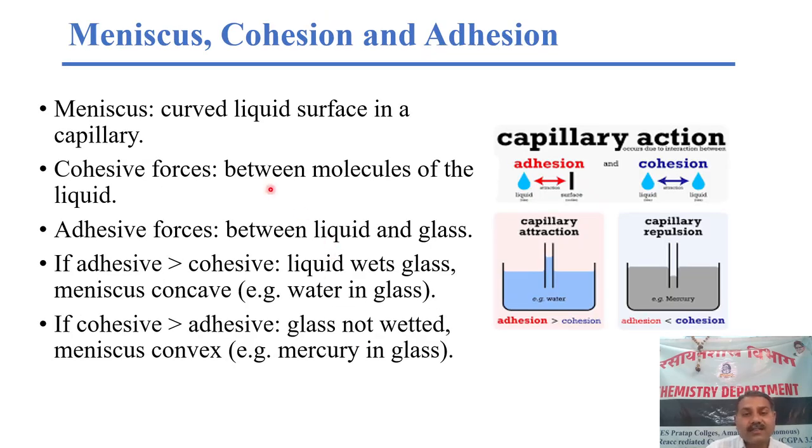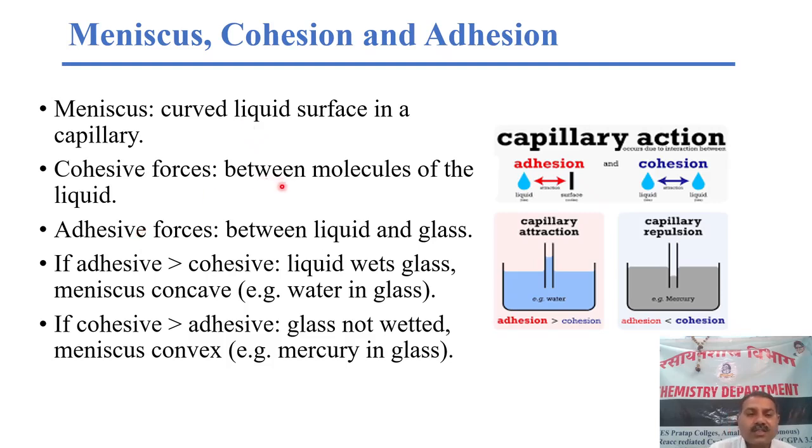Meniscus, cohesion and adhesion. What is meant by meniscus? The liquid surface in the capillary is always curved. This curved surface of the liquid is called the meniscus. It is not straight. It may be convex, it may be concave, but it is always curved. This meniscus may be convex or concave, depending on the cohesive and adhesive forces.